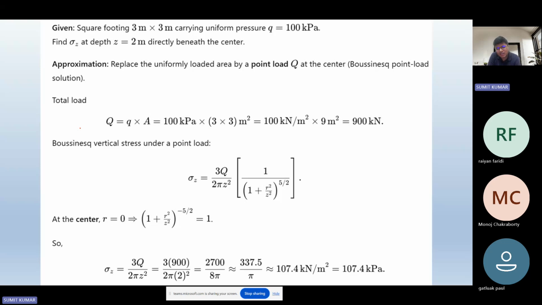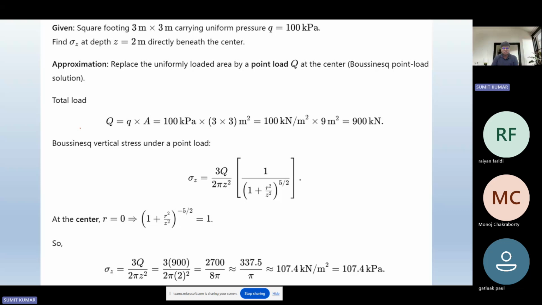See, the square footing 3 by 3 meter is carrying a pressure of 100 kPa, and we have to find the sigma z, the stress at depth z equal to 2 meter, directly beneath the center only. So we have replaced the uniformly loaded 100 kPa with Q, which comes to Q equal to pressure multiplied by area, that is 100 multiplied by 3 into 3. As I already mentioned, 100 kPa means 100 kilonewton per meter square. 100 kilonewton per meter square multiplied by 9 meter square gets converted into 900 kilonewton.